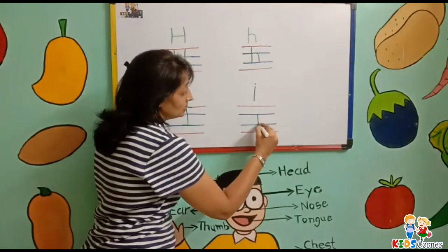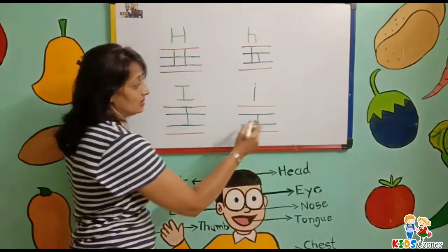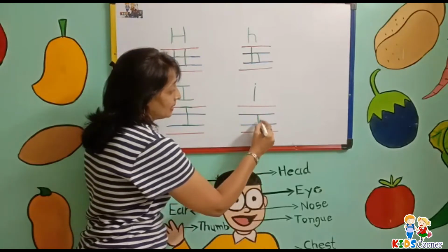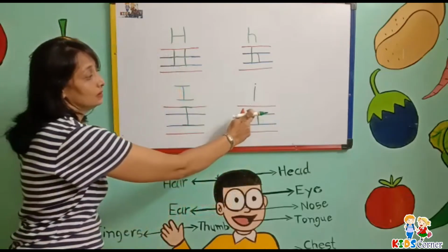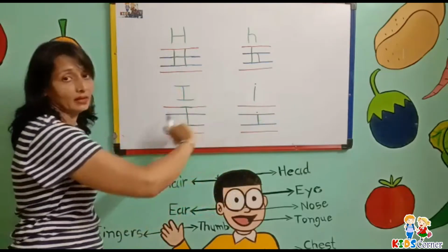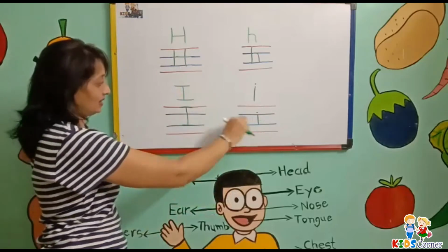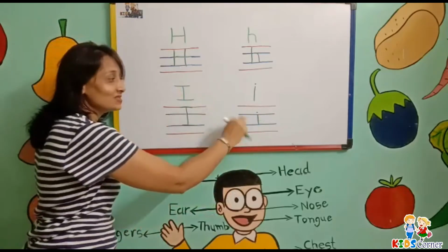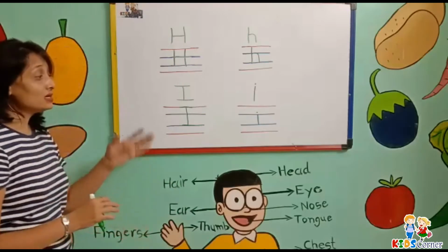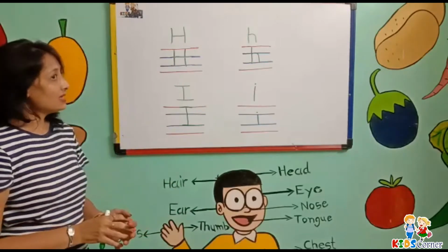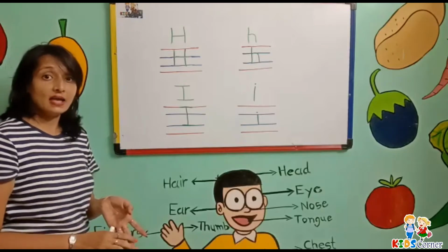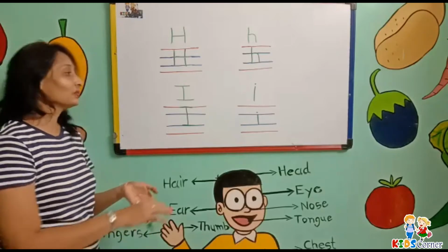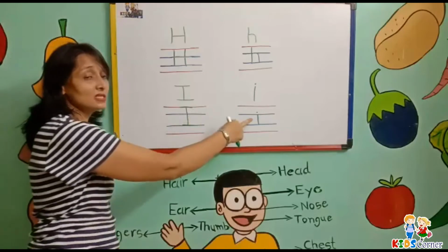Small I we will do in between these two blue lines. We'll make a standing line and a small dot above the blue line. This is small I. This is capital I and this is small I. Okay. Now what does I stand for? I stands for ice cream, I stands for ice and I stands for igloo. So this is capital I and this is small I.